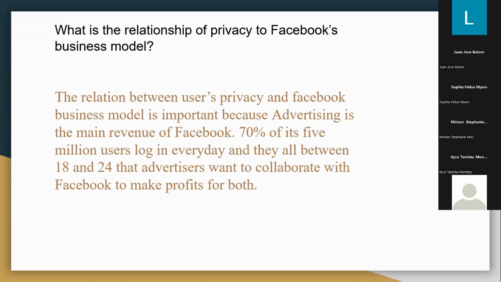Question number 2 is, what is the relationship of privacy to Facebook's business model? The relation between users' privacy and Facebook's business model is important because of advertising, the main revenue of Facebook. 70% of its 5 million users log in every day, and they all are between 18 and 24, which advertisers want to collaborate with Facebook to make profits for both.